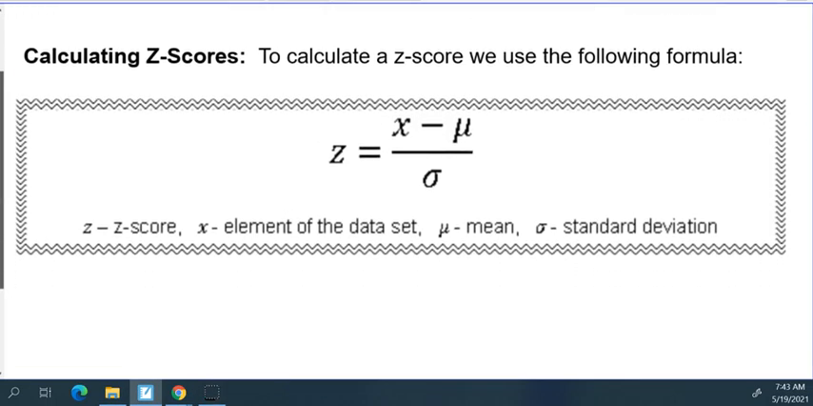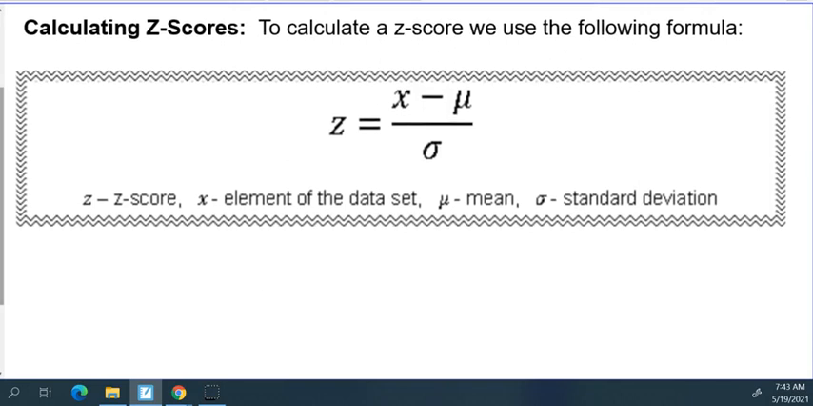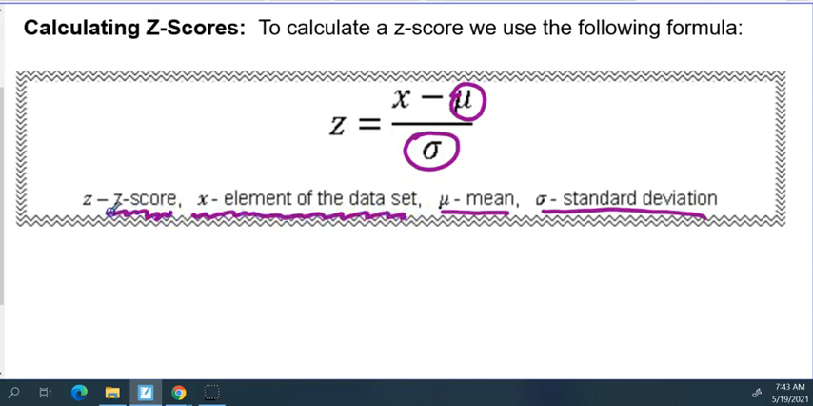And to calculate your z-score, you're going to do the following. So here's your formula: z equals x minus mu over sigma. Now remember, you already know that mu is your mean, and sigma is your standard deviation. So the two new variables here are x, which is just your element in your data set, and z, which is your z-score, basically telling you how many standard deviations you are away from the mean.